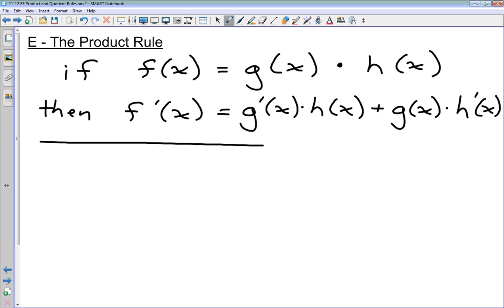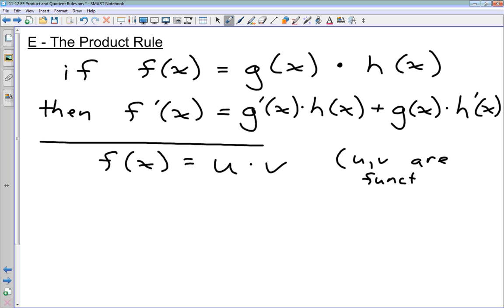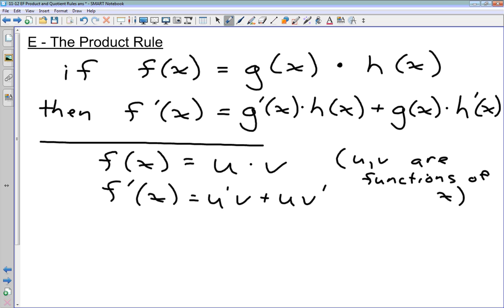Now, a slightly simpler way of writing this is to imagine that your two functions, which both have to be functions of x, are u and v. We'll just make that little note over here: u and v are functions of x. Then the product rule tells us that the derivative, f primed at x, is u primed times v plus u times v primed. Okay? Derivative of u times v plus u times the derivative of v.